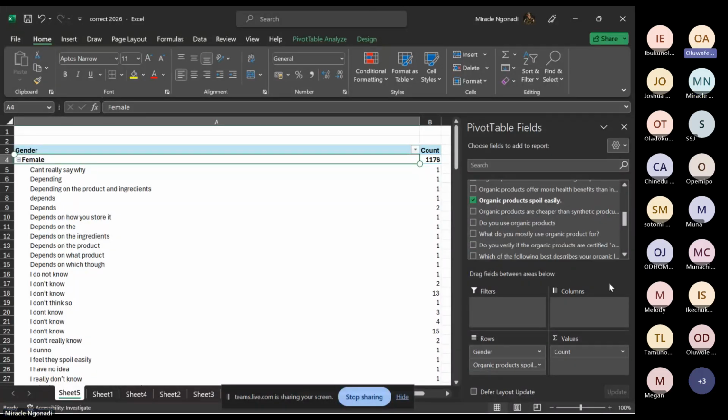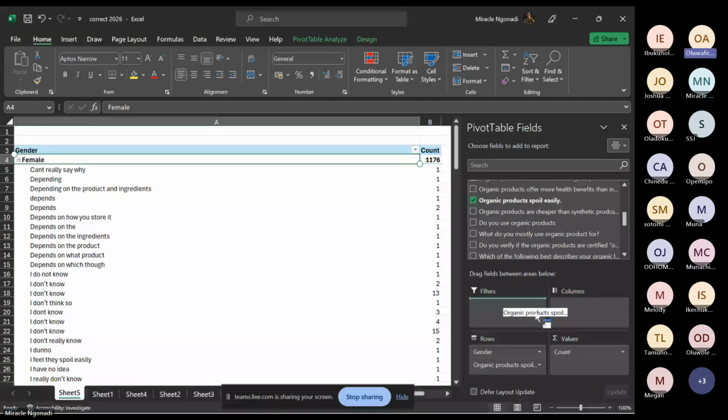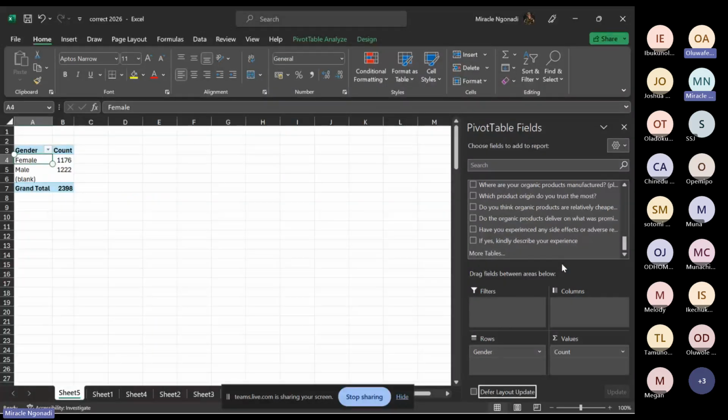Did you do that? Yes, sir. Did you go out? No. So drag it to your left. No, don't drag it to the top. Like drag it outside. Good. Now I can see the question that says, do you think organic products are relatively cheaper? So drag it under rows or column, which any way you want it to go. Okay, sir.